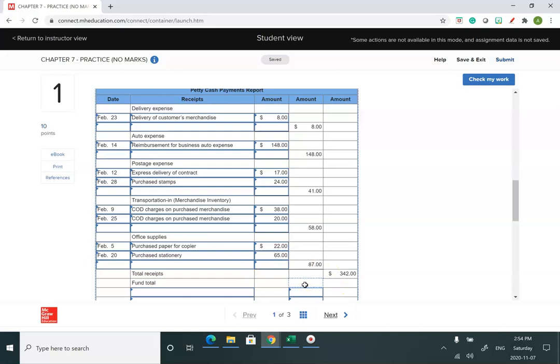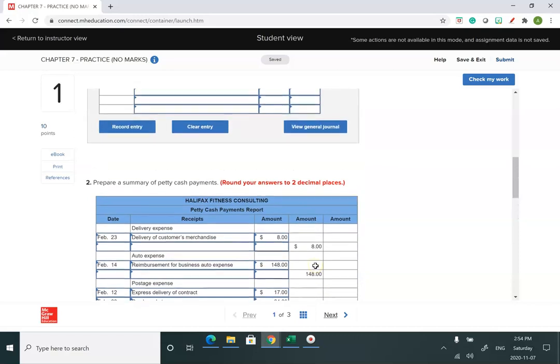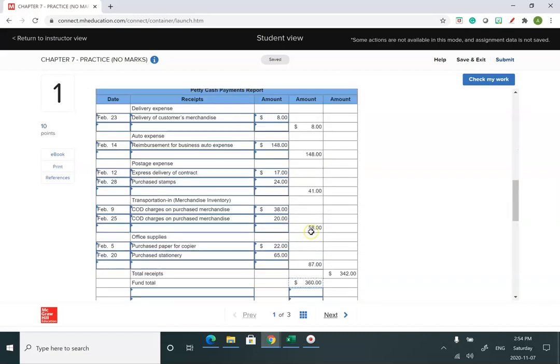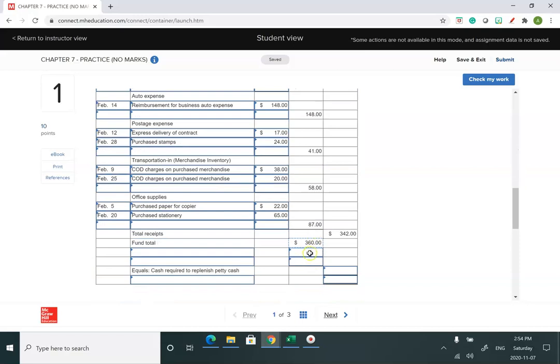And then my fund total is my $360. So again, it's this amount. That's how much I funded it for. And then I have $11 remaining. So just subtract that from the total. So we went into the petty cash fund, we allocated all the receipts, I counted the remaining cash in there and I put that there. And then what we can do is take the 360 minus the 11, and that's how much is in the petty cash fund.